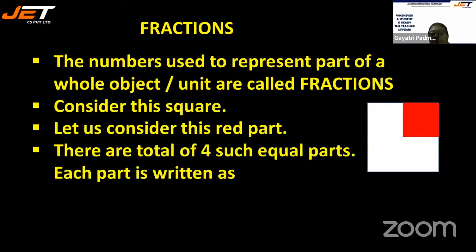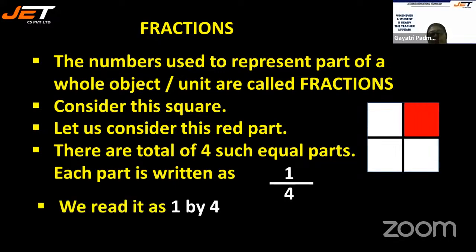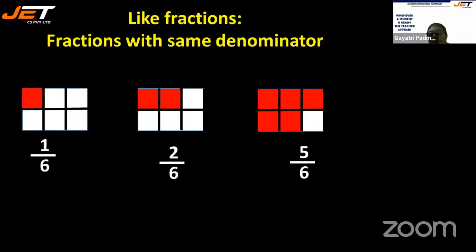Now, consider the square. You can see the square here, and only one part is highlighted with red. There are a total of 4 such equal parts, and out of all four, 1/4 is highlighted with red. Each part is written as 1/4, so we read it as 1/4.